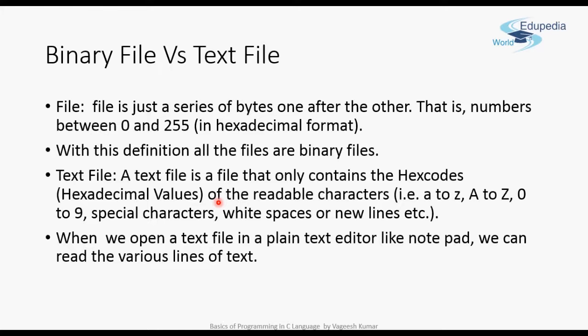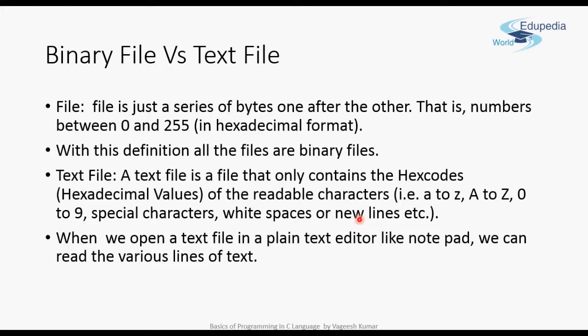So these ASCII codes are the ones which are actually stored into the files. So a text file is a file that contains only the hex codes or ASCII codes of the readable characters, special characters, white spaces or new lines. So only these characters are there inside that file. So when you open that file in a normal text editor like Notepad, okay, you will be able to read whatever is written into that file, because a text editor like Notepad will interpret every value as its ASCII value. But for more complex application programs, word processors like Microsoft Word, this is not true. Okay, because Word will contain other information also, like formatting.